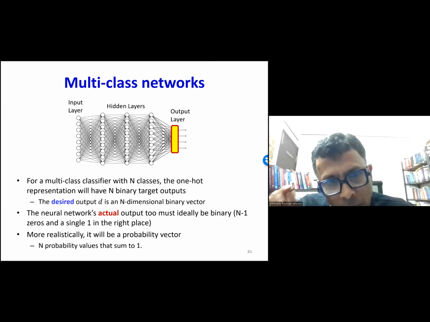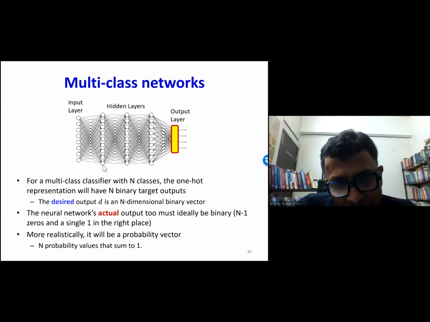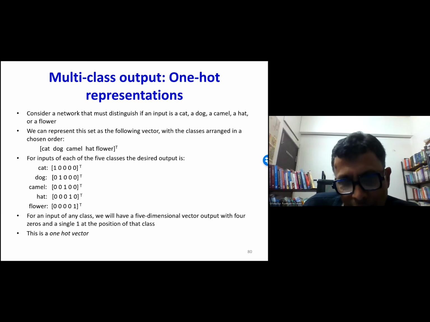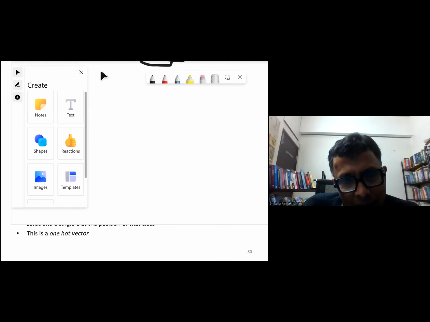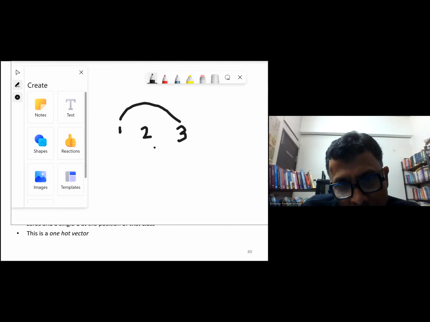Actually, let me address this point. Why do we use a one-hot vector, or one-hot representation of this kind? Let's say I have 3 classes and I assign them the numbers 1, 2, and 3, as someone suggested. Does this not indicate that these two classes are farther apart than these two classes? Is that not implicit in this?